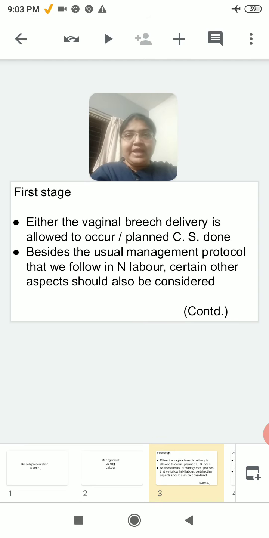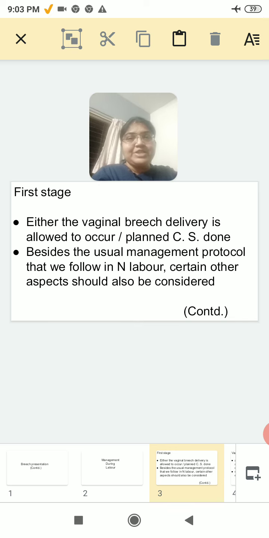We'll discuss when we can allow the vaginal delivery and when the cesarean section is decided. So, depending on the situation, either we allow for the vaginal breech delivery or we have to plan cesarean section. Besides the usual management protocol that we follow in normal labor, which we have discussed in detail, so I am not going into it again, we have to keep certain other aspects in mind.